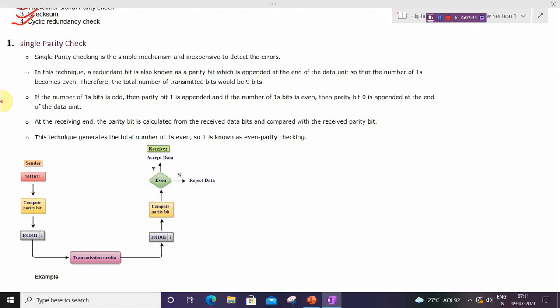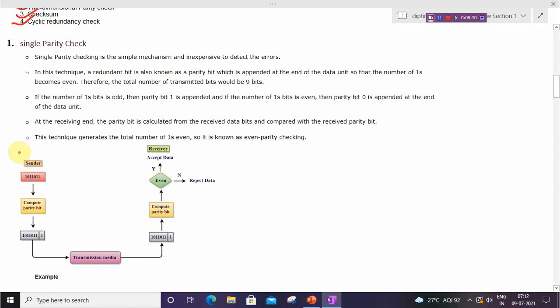At the receiving end, the parity bit is calculated from the received data bits and compared with the received parity bit. Okay, means at the receiver side, the parity bit is again calculated from the data and checked with the actual parity bit. This technique generates a total number of ones that is even, so it is known as even parity checking. Means in even parity checking, it checks the number of 1s. If the number of 1s is odd, then the parity bit will be 1. If the number of 1s is even, then the parity bit will be 0.